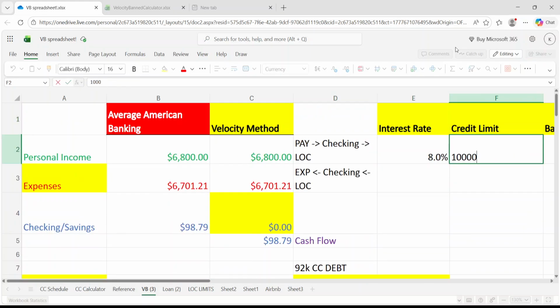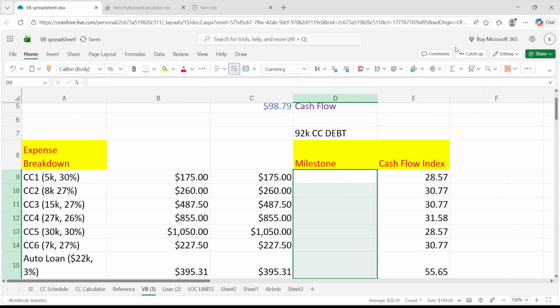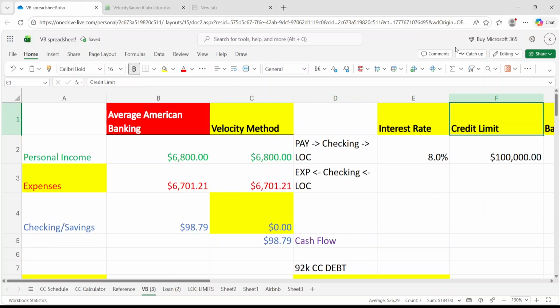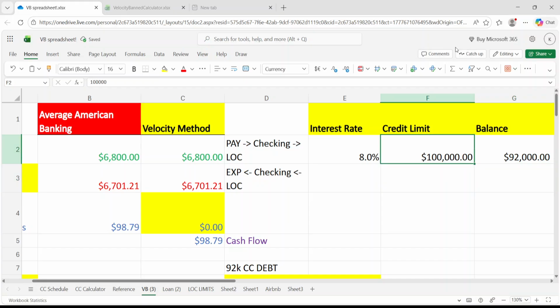We'll say $100,000 line of credit. Okay, so now we have $92,000 of credit card debt, so let's just do a debt transfer of that 92,000 to a $100,000 line of credit.